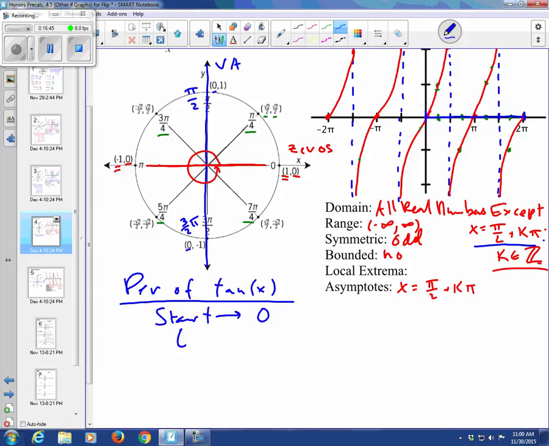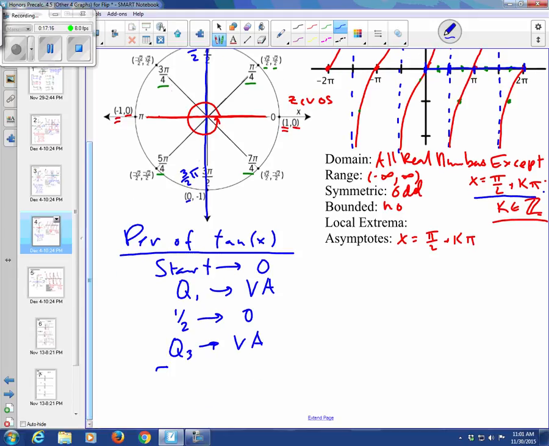So right here we've got the start of tan, and we're going to say it starts at 0, and then the first quarter. So we start at the origin here for just tan x, and right here at the first quarter we're getting a vertical asymptote, and then right here halfway we're getting 0 again, and that's happening at pi for a period of 2 pi. And then third quarter is going to be a vertical asymptote again. And then right here, we end at 0 again. So at the end, we're back at 0.